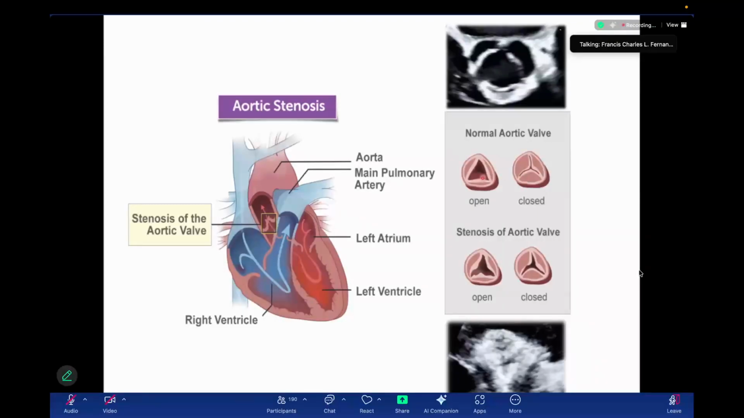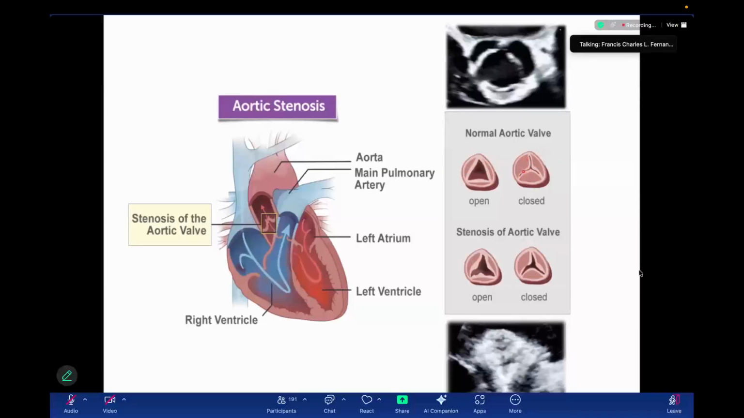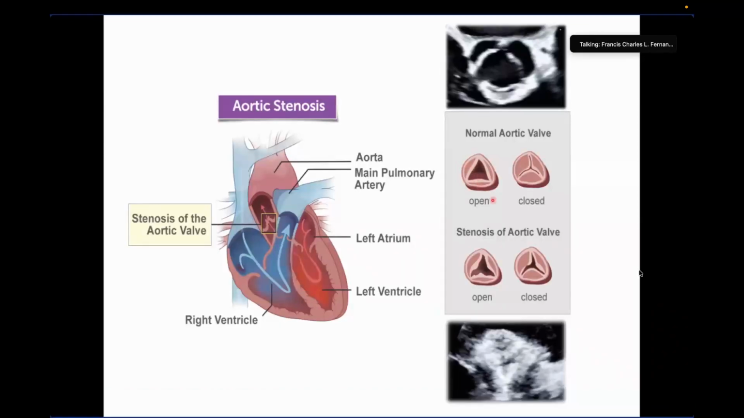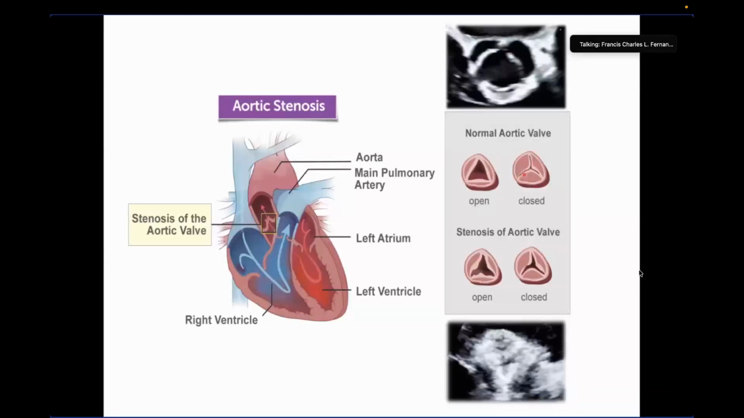So during systole, you have the open valve. It looks like this, like a triangle, because it looks like a Mercedes-Benz. So the leaflets may be the left, right, and non-coronary cusps. Okay, so when it does open, you're looking at the short axis view from the top view of the aorta when it's open, and then during diastole, closed.